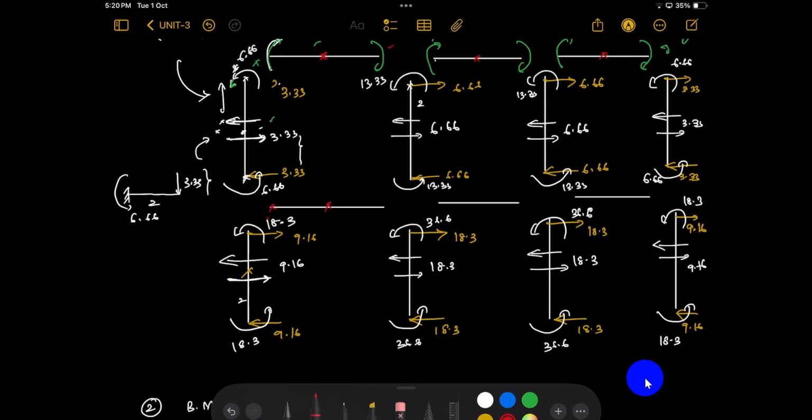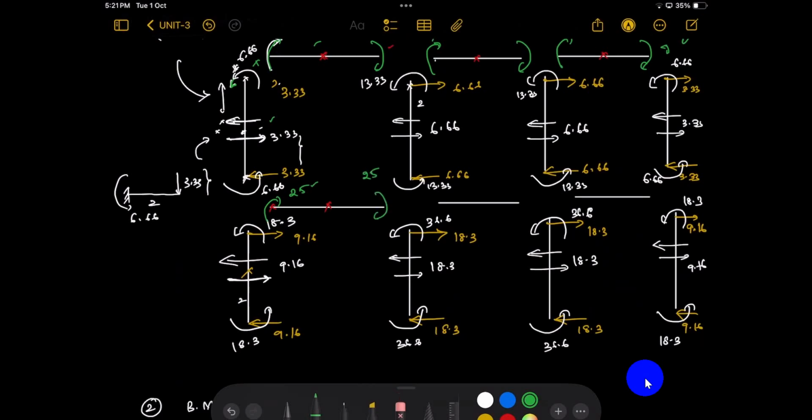So what is that moment here? 24.96. I will mention it as 25. I will use green ink only, because for all columns' bending moments I will use green. It is 25, so once it is 25, this is also 25.